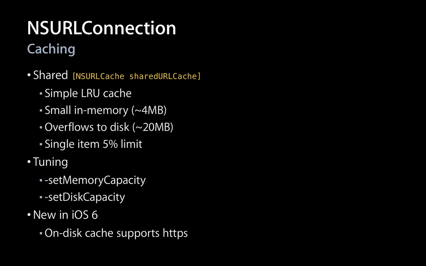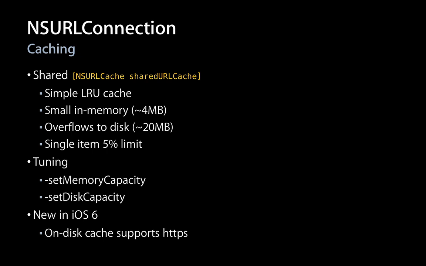NSURLConnection has an automatic cache built in. It's a single shared cache. You can get it using NSURLCache sharedURLCache. It's shared with everything in your process, so that includes other frameworks that you may call that use NSURLConnection under the covers. NSURLConnection doesn't really know about the workload of your particular application, so it uses some defaults that may not be tuned particularly well, but it works well for the default case.